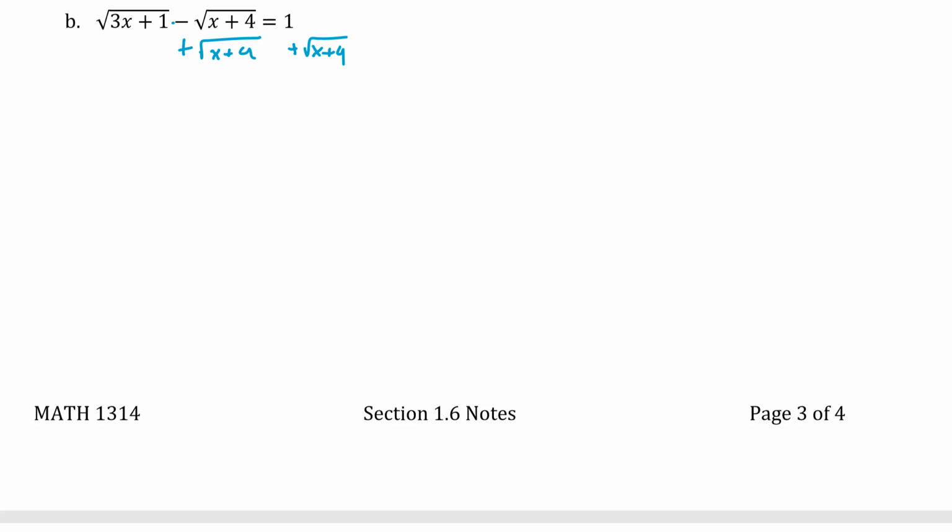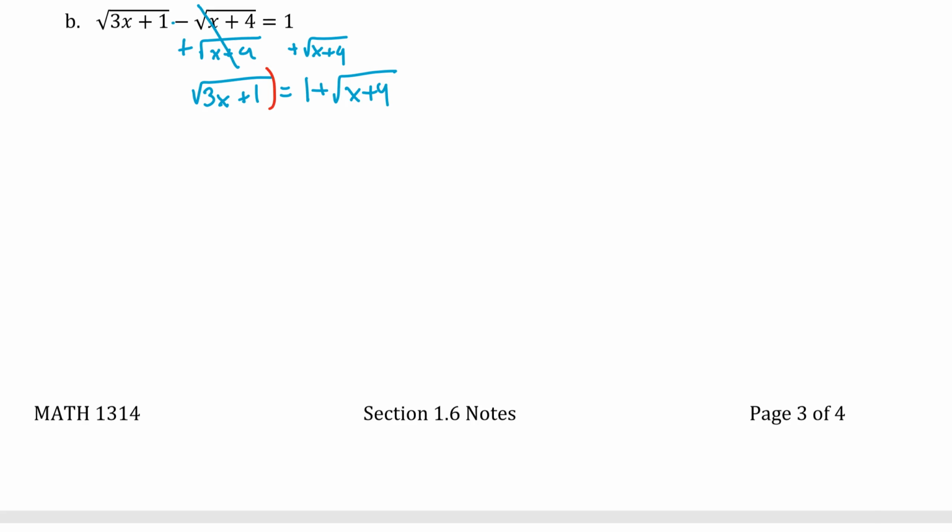So on this left-hand side, I strictly have the square root of 3x plus 1. On the right side, I actually have 1 plus the square root of x plus 4. So this one means I've got a radical on both sides, and I've got something outside the radical, so this one's going to take a little bit longer and a little bit more work.